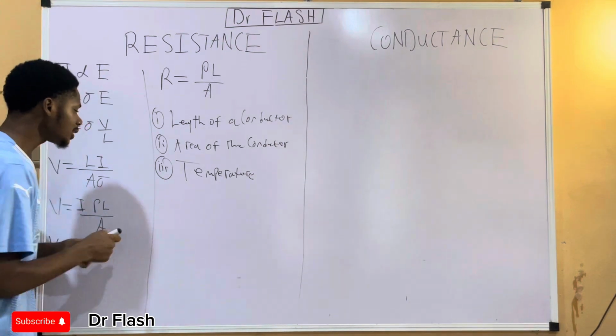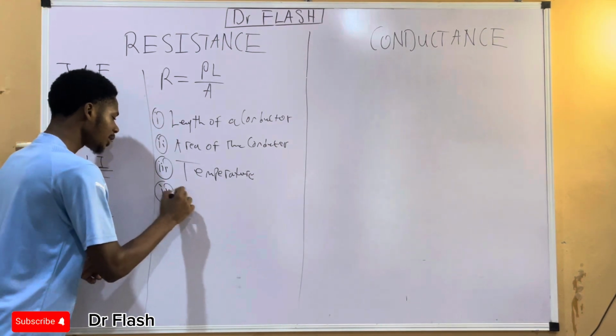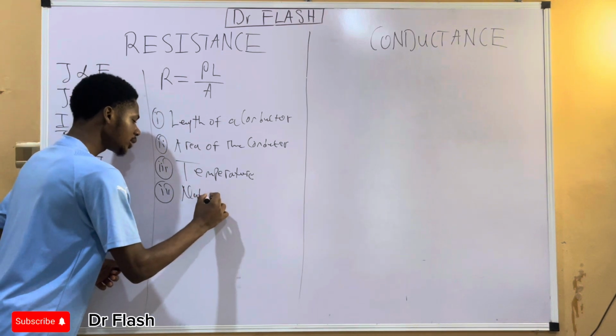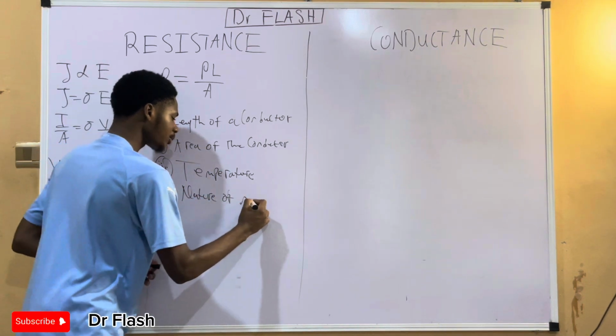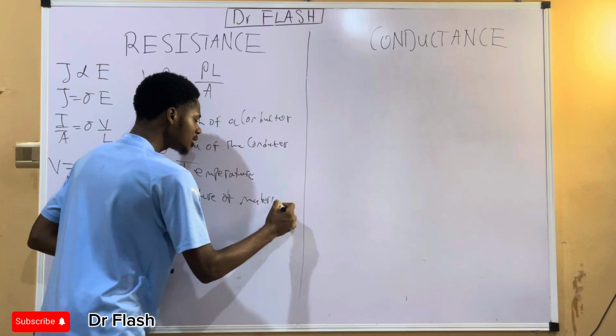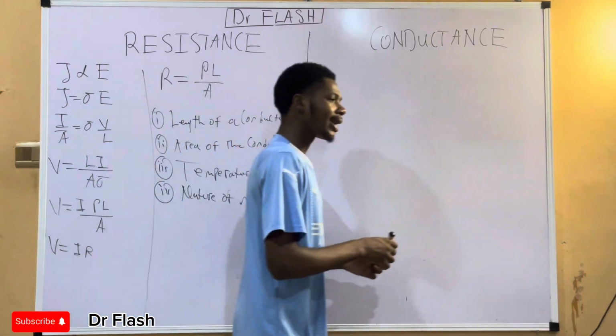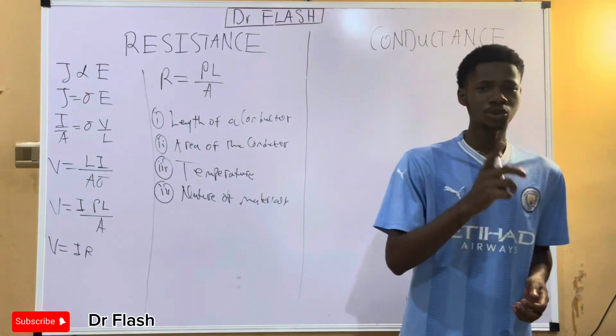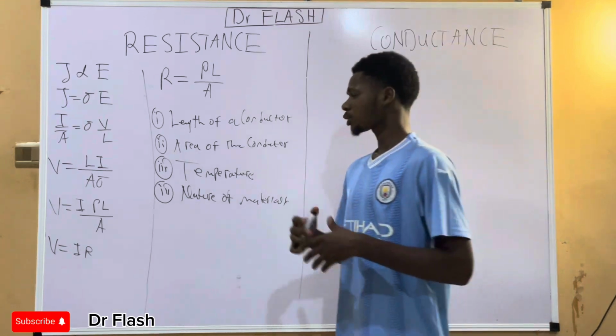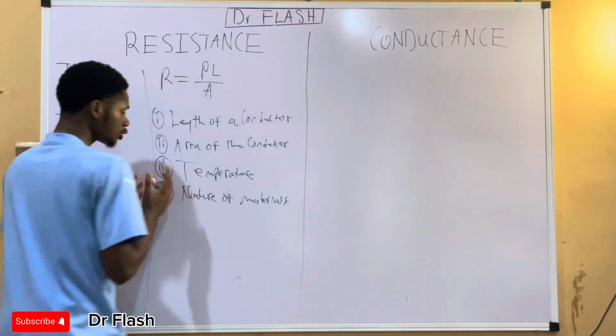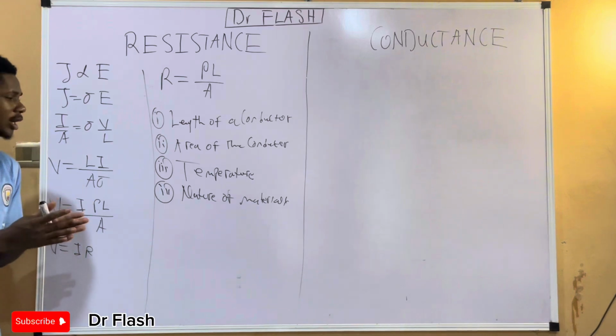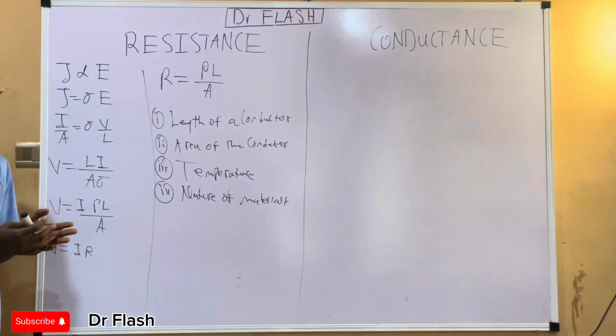Now, the first thing it depends on is the nature of the material. That is why you notice that silver is a better conductor than copper. Not that copper does not do well in terms of conducting electricity, but silver is a better conductor. This is because of the nature of silver. And then copper is also a good conductor because of its nature as well.